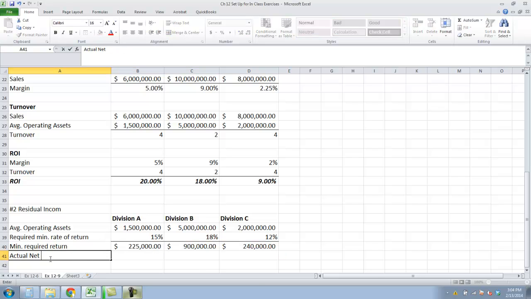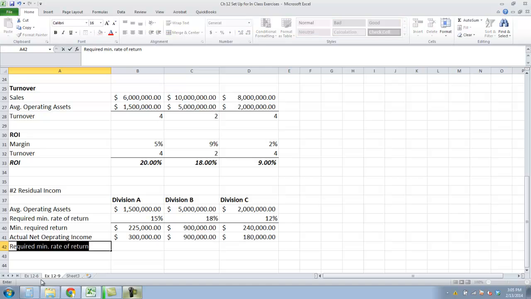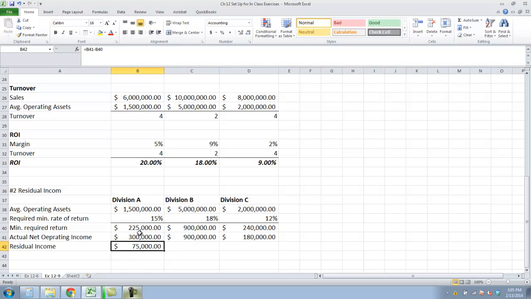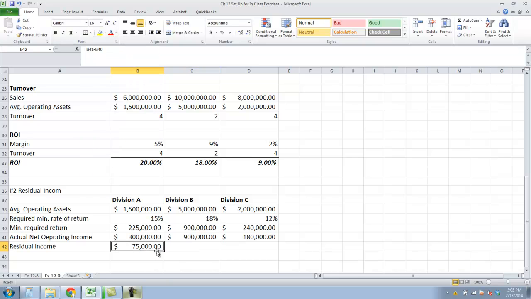Then we take actual net operating income from above, and our residual income equals actual minus minimum required. So 75,000 is our residual income for this, nothing for this, and it's negative 60,000 on this. We didn't meet our required return, we exceeded it, and we just broke even on it here.